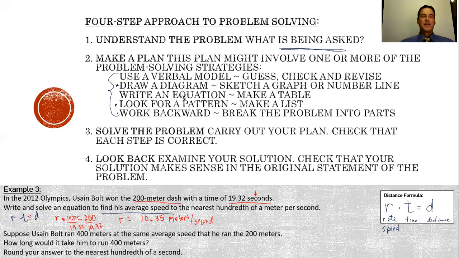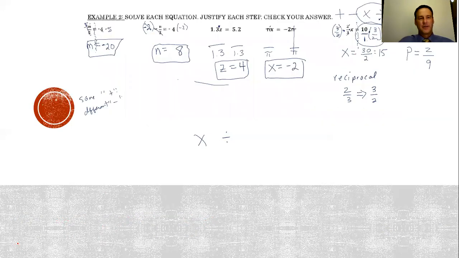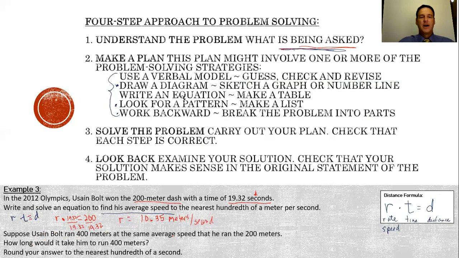Okay, all right, now, say an athlete ran 400 meters at the same speed that he ran 200 meters. How long would it take him to run 400 meters? Now, again, I'm going to go back to step one. What is being asked? It says how long. So when I think about rate times time equals distance, how long is a time?